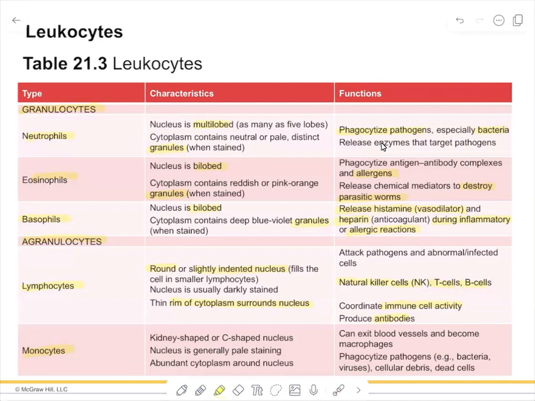Finally, the monocytes are kidney-shaped or C-shaped, and they exit blood cells to become macrophages. And so when they're in the tissues, they destroy pathogens like bacteria, viruses, cellular debris, as well as dead cells.